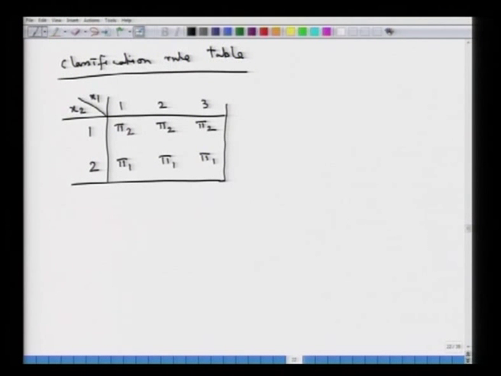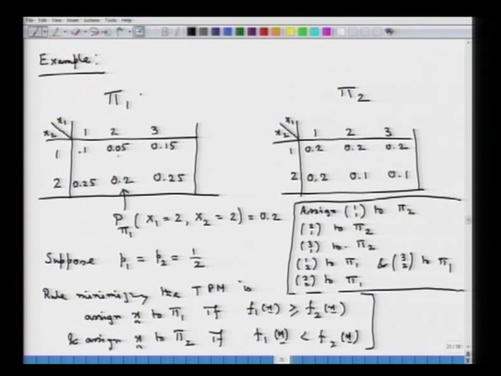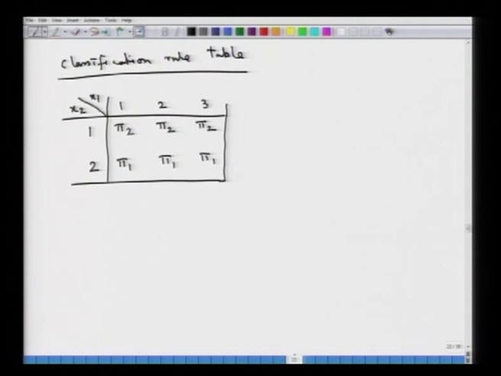Now, if a new observation comes, looking at what value it takes on the two random variables x1 and x2, we will assign it according to this particular table. Given this table, note that there is always a possibility of misclassification. If an observation is observed to be 1 2, we are going to assign it to pi 1. However, there is a positive probability that 1 2 does occur in the second population. So, there are chances of misclassification, which are given by this P1 given 2.